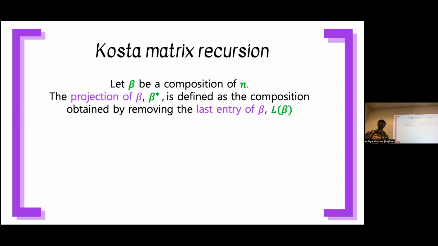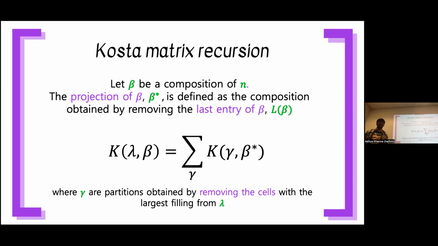So what we are really doing is taking a composition and doing something like a projection. I'm removing the last entry of my composition. I get something which we call beta star. And in order to understand and compute the lambda row, beta column entry, I look at the beta star column entry of some smaller matrix. And in this case, we were just adding up those values and they worked out.